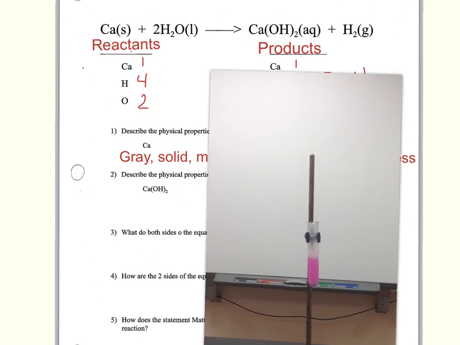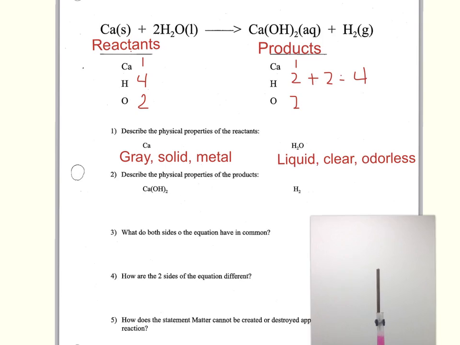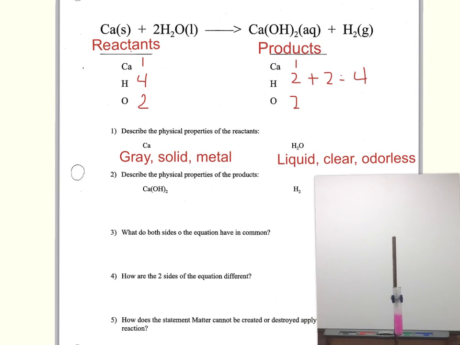So now we are going to put this aside and see if we can come up with the physical properties then of our products. We are ending up with calcium hydroxide, which is the white solid that falls into the bottom of the test tube. And it is basic, meaning that when that water turned pink, that was an indicator that something was not acidic, but basic. We also had hydrogen gas.